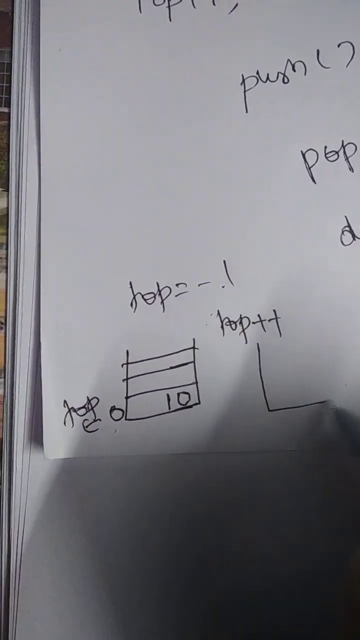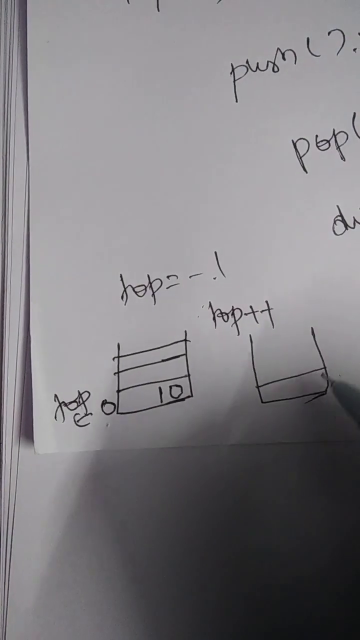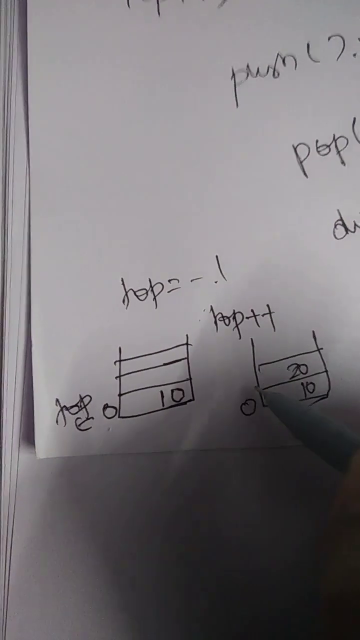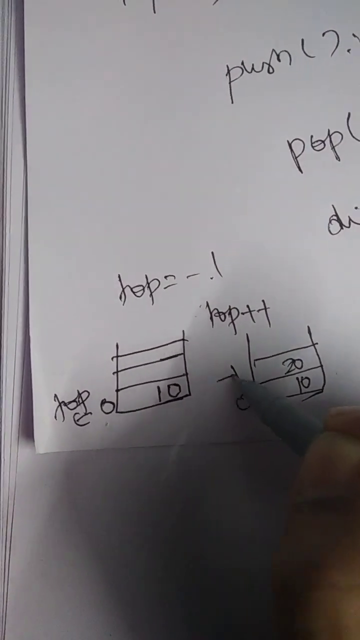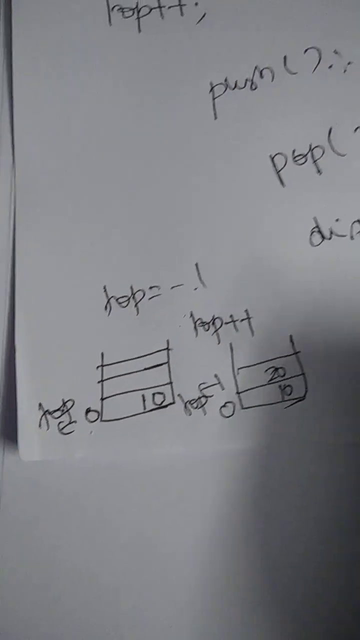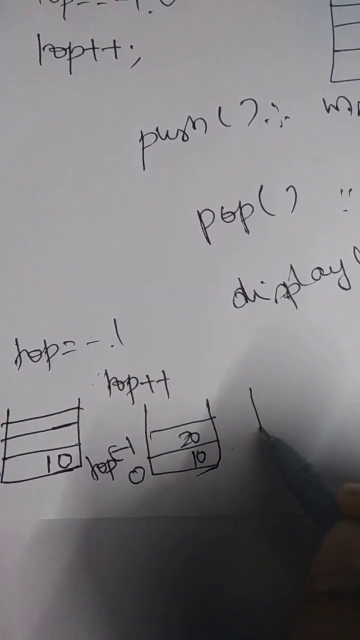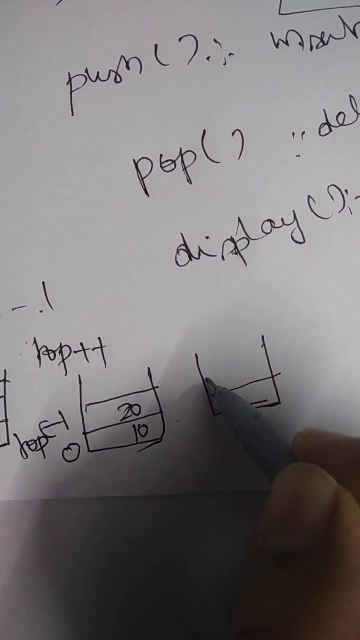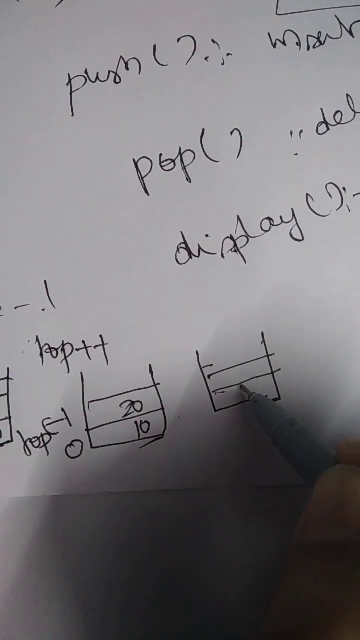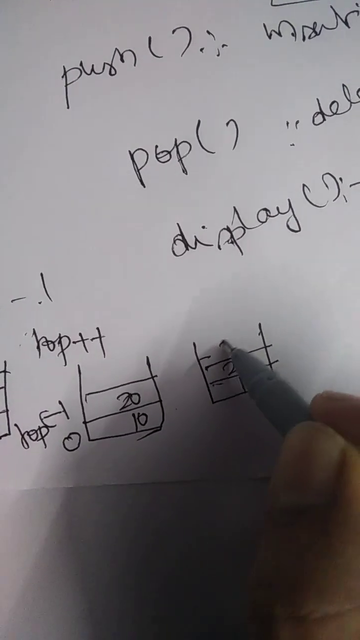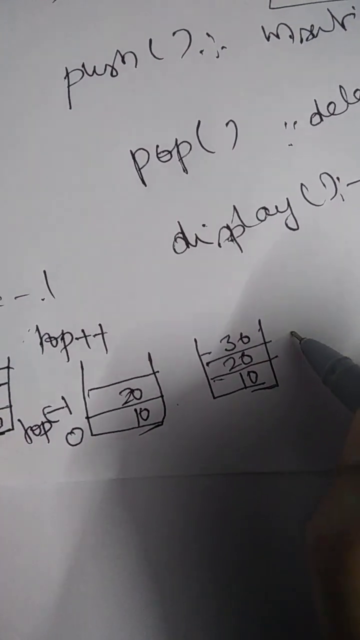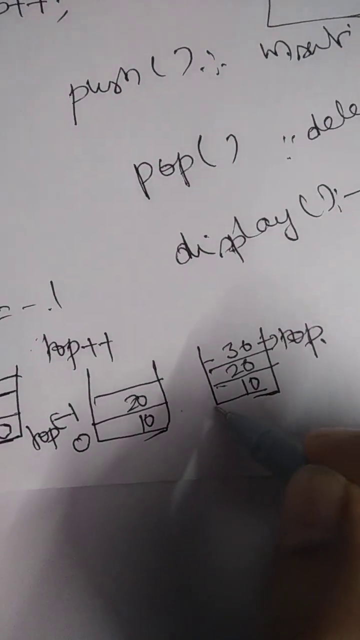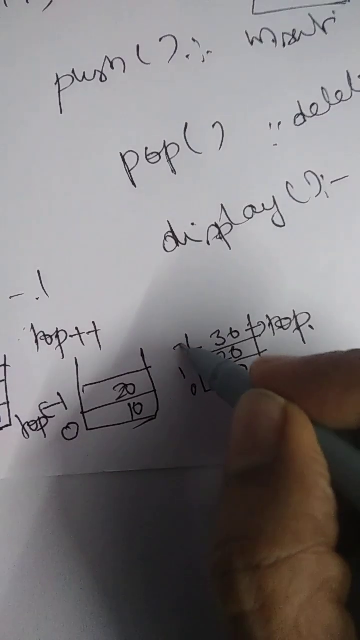Next I am inserting one more element, that is 20. Now this is 0. The top value is incremented by 1, that is top plus plus, so now the top position will be here, that is 20. Next I am inserting one more element, 30, and that is the top of the stack. Similarly, the index positions are 0, 1 and 2.